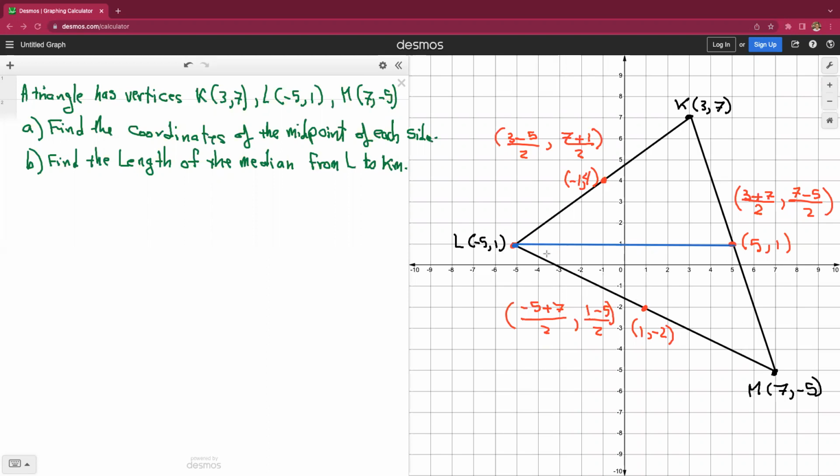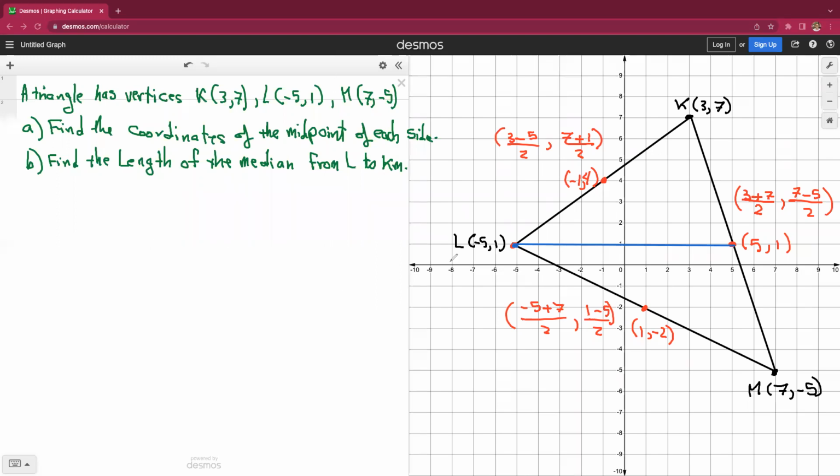That's what it means. So if we say what's the median from K to LM, then you take your line from K and hit the midpoint of LM. And if you're finding the median from M to LK, then you go from M and hit the midpoint of LK, which is right here. But this is the one they're asking us for.